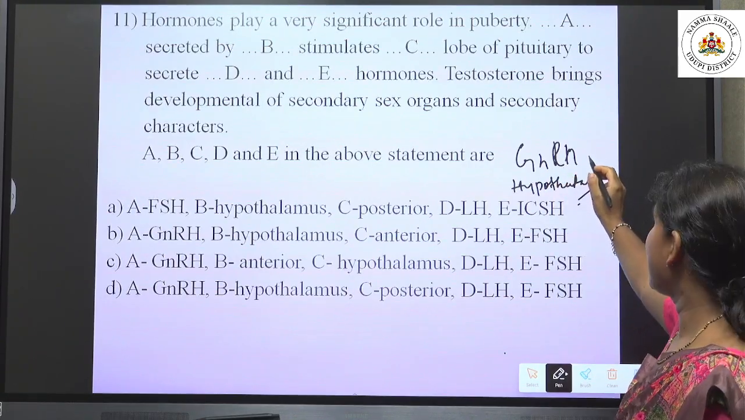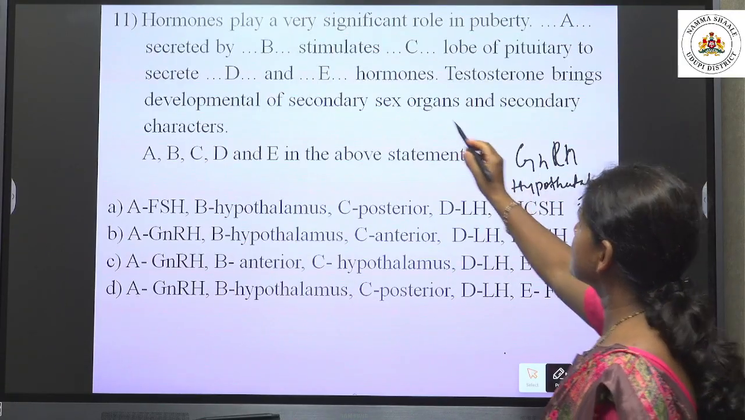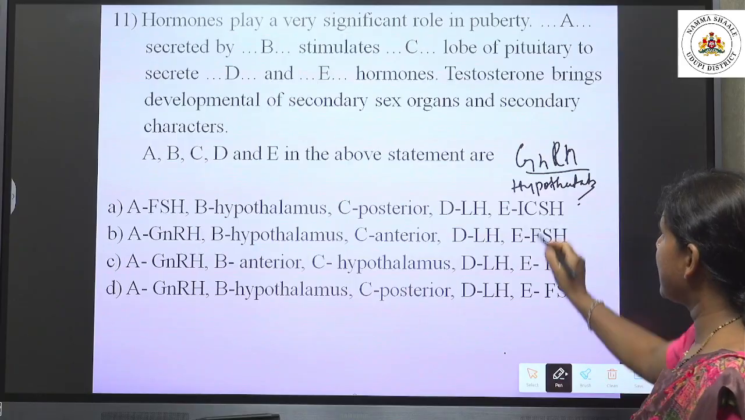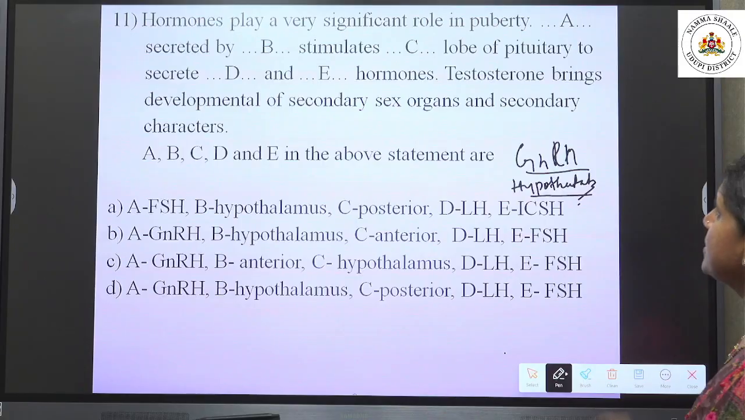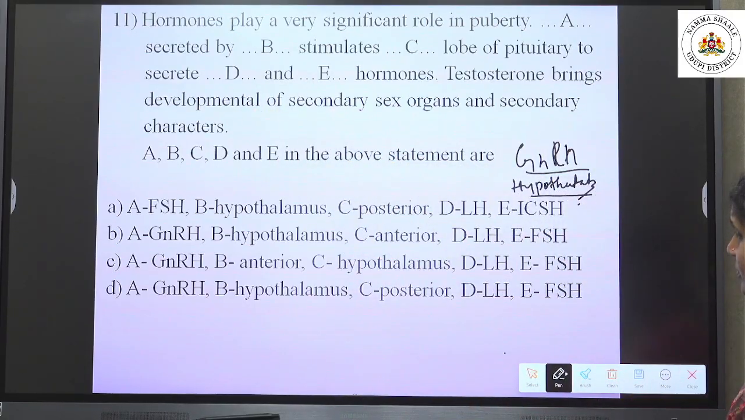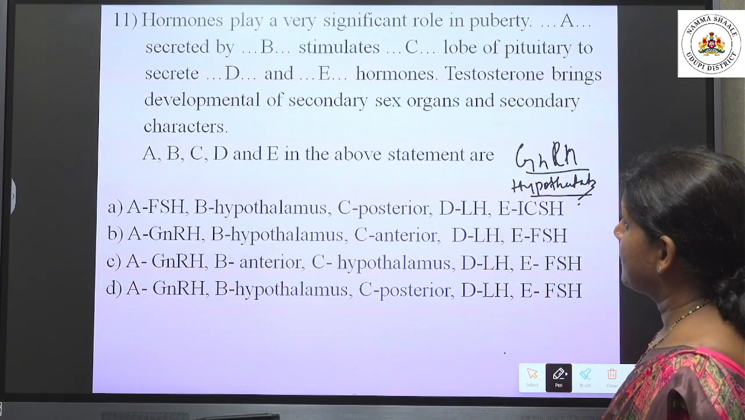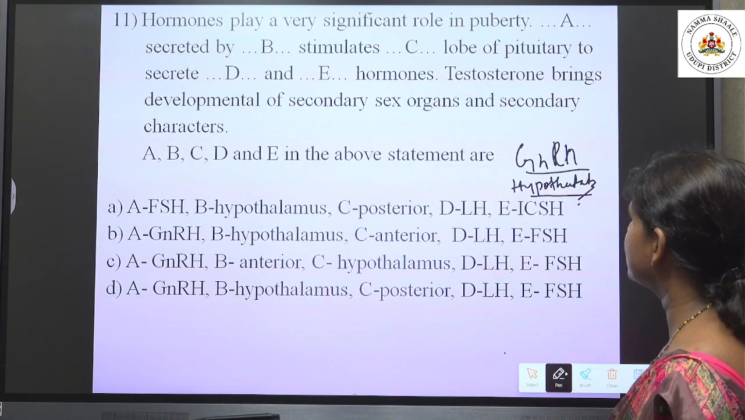Gonadotrophic releasing hormone mainly stimulates the hypothalamus. This gonadotrophic releasing hormone stimulates the anterior lobe of pituitary to secrete D. D here is FSH and LH. E is LH hormone. Testosterone brings mainly the growth and the development of these secondary sex organs during puberty.